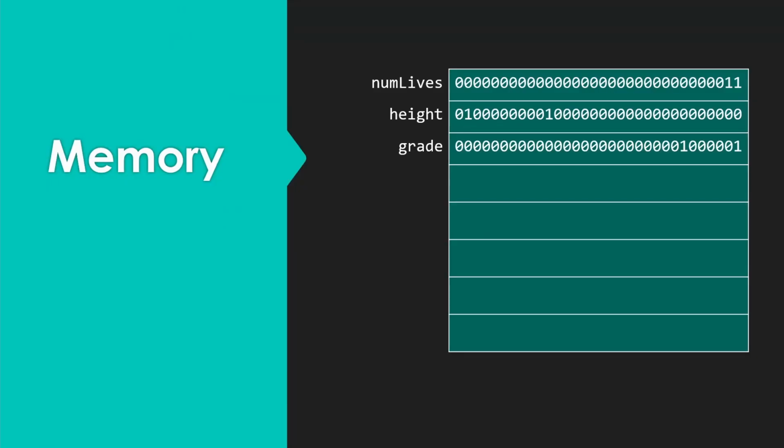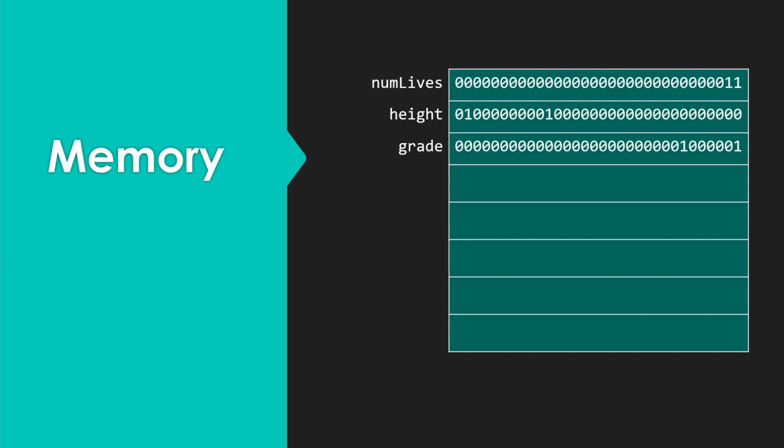So in the last video we talked about how, in order to interpret the memory that's set aside for a variable correctly, we have to know what type that data is supposed to be. We know that num lives is 3 because we know that it's an int. We know that height is 2.5 because we know that it is a floating point number. We can interpret the value for grade correctly because we know that it's a char.